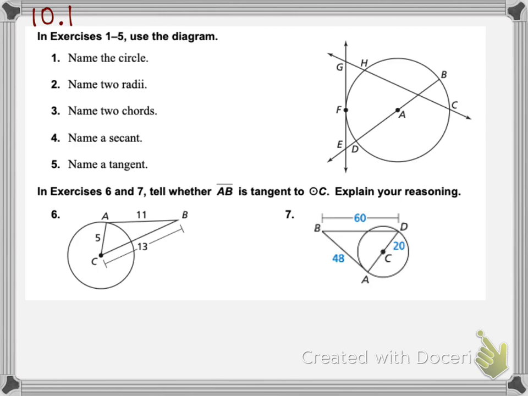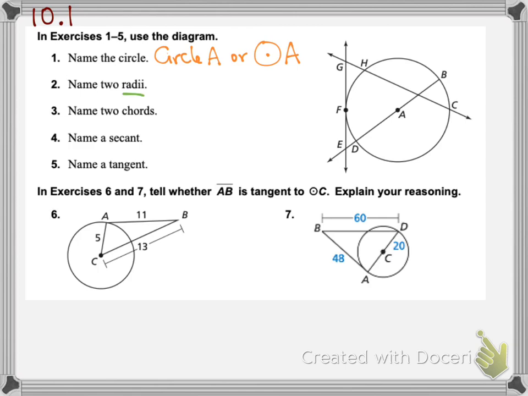So name the circle. You always look at the center of the circle, which here would be A. And you could do two things. You can literally say circle A, or you can draw a circle and then a capital A.